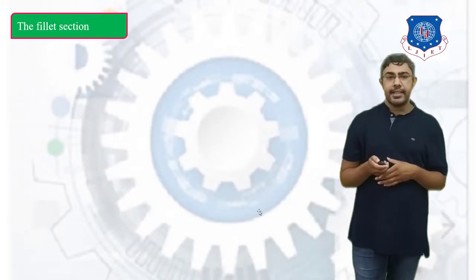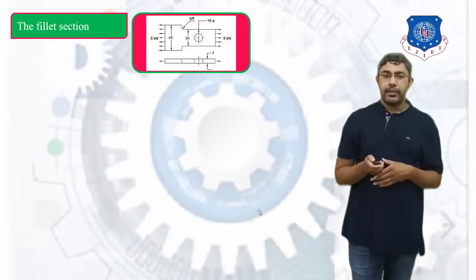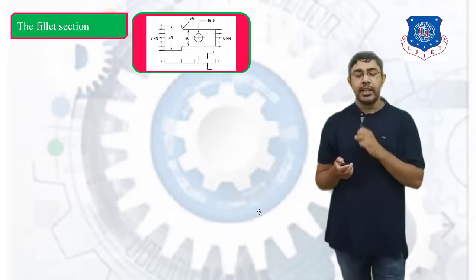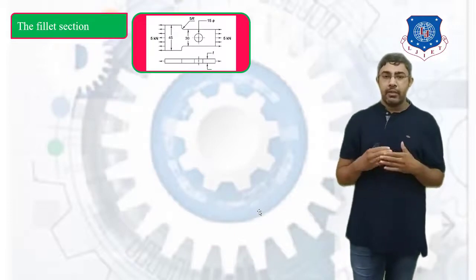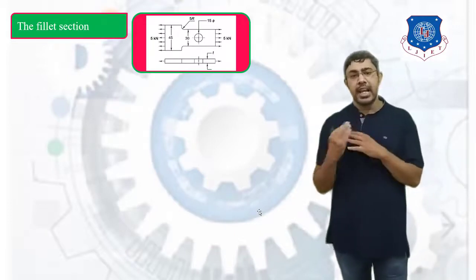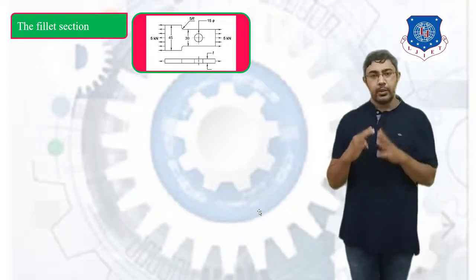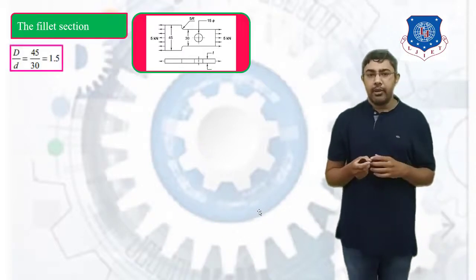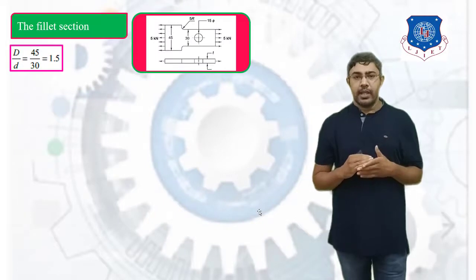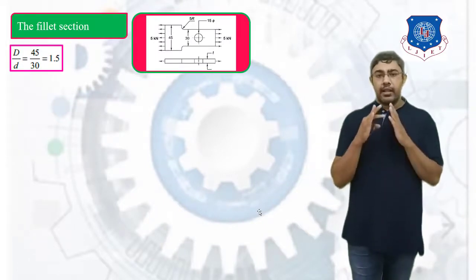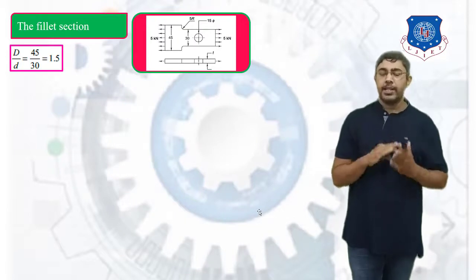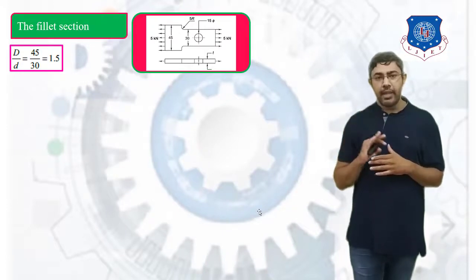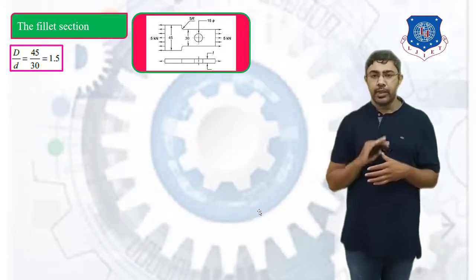At the fillet section, according to the figure, we have to calculate the stress concentration factor Kt. To calculate Kt, we have to use the stress concentration chart for a stepped plate subjected to tensile load. For that, we first calculate the capital D by small d ratio. In this case, capital D is the larger width and small d is the smaller width. Capital D is 45 mm and small d is 30 mm according to the given figure.